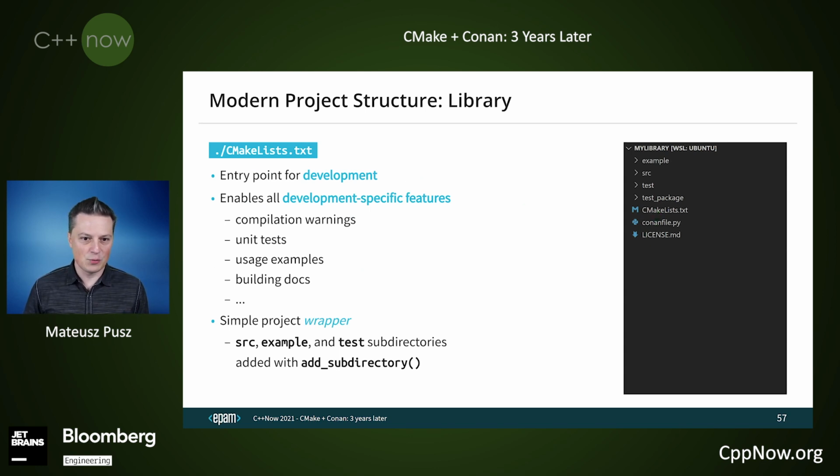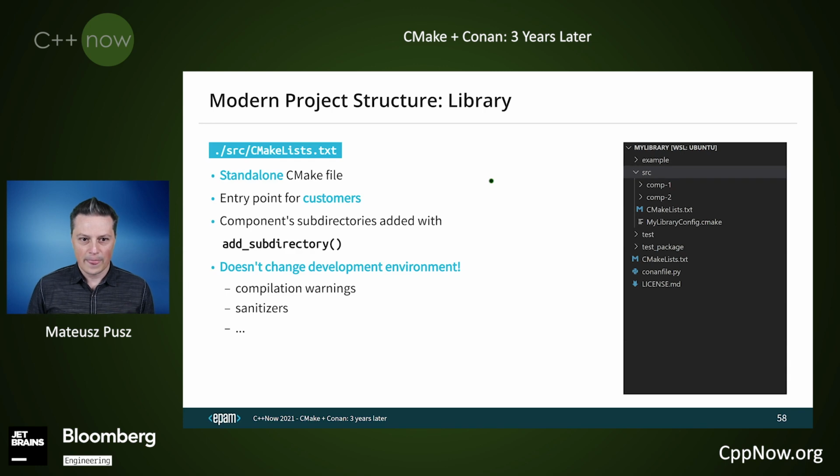The CMake list is similar to the previous one, it's the entry point for development. It enables compilation warnings, unit tests, usage examples, building docs. It's a wrapper over source, example, and test directories. Not test package. Test package is separate here. Only test.